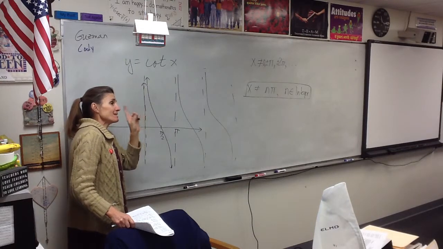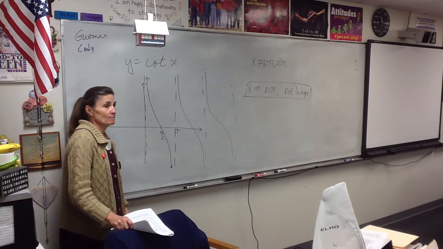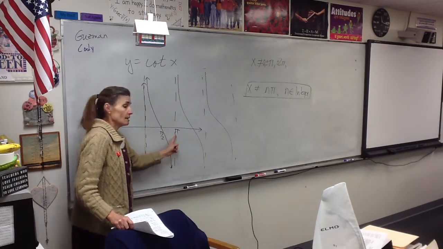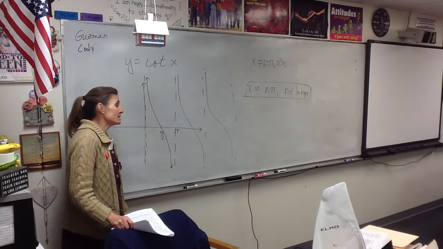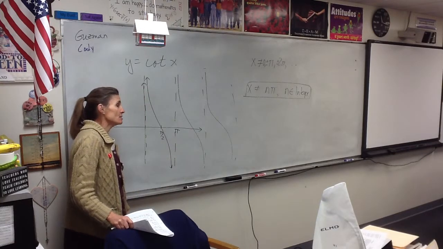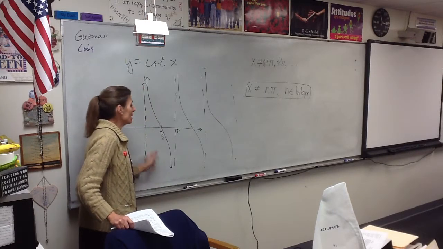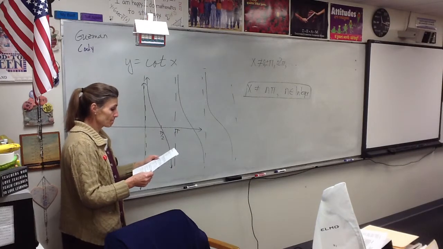If you drew the entire cotangent curve, would you have to lift your pencil? Yes. When do you have to lift your pencil? To get over the asymptotes, that's right. So this is not continuous. Each piece of it is, but the curve, with all the pieces, is not.